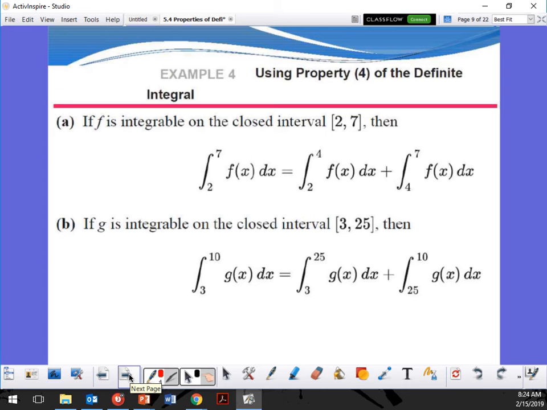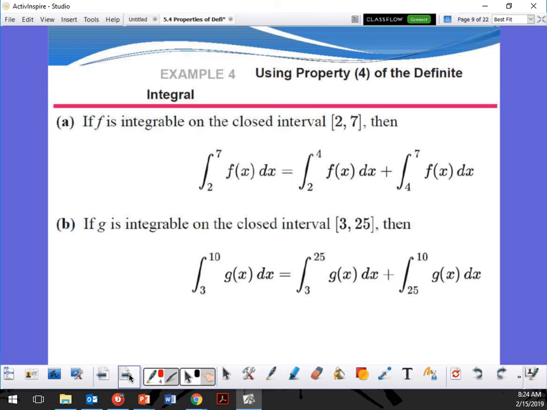It's integrable if it's integrable on the closed interval. Anyway, then the integral from 2 to 7 could be rewritten as from 2 to 4, and then 4 to 7, right? On the second one, I know it looks really weird.